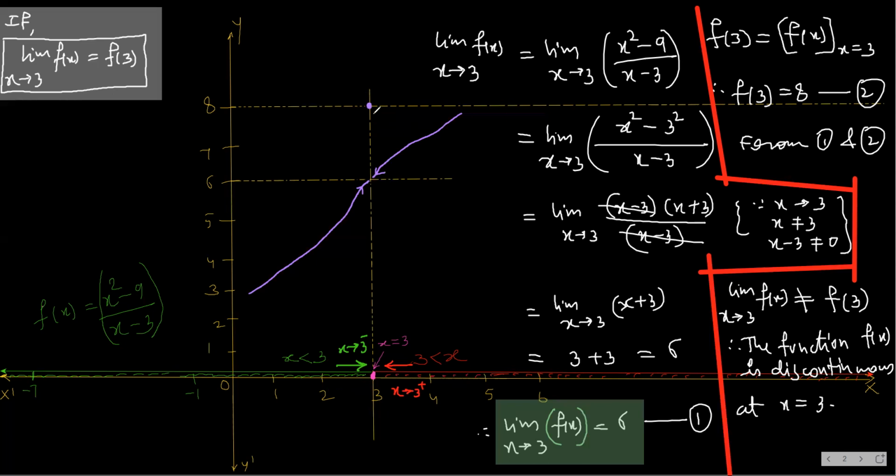Remember, if this f of 3 had been 6, if it was defined that way, I'm just saying, if it was not 8 and it was 6, what would have happened? This point would have come here, and that makes the function continuous. You understand? It makes the function continuous, which is not the case. No worries. I hope you followed it. You can copy this whole thing.